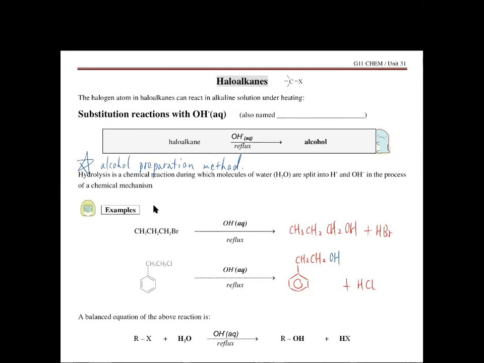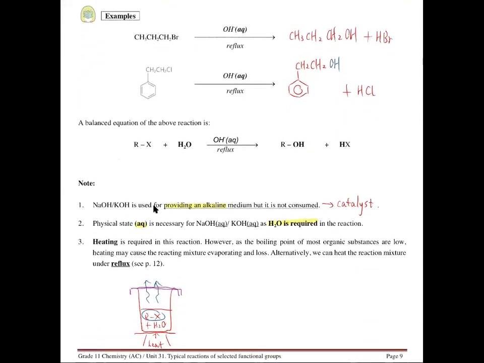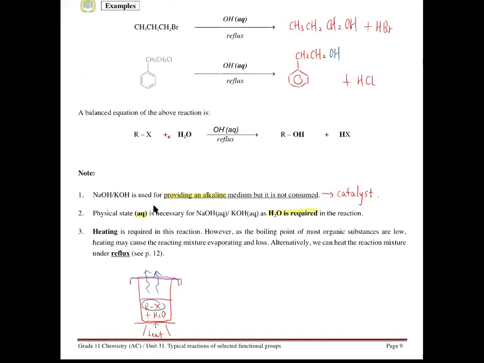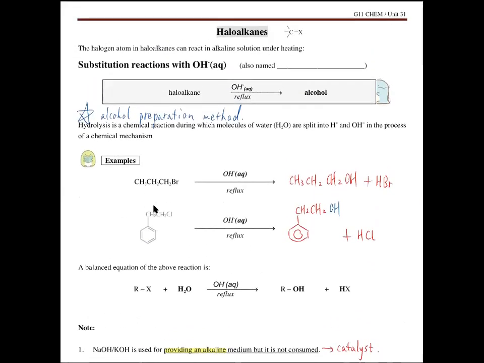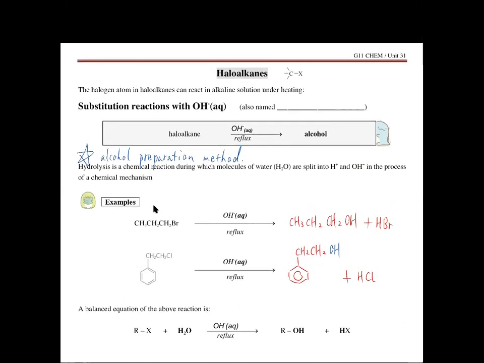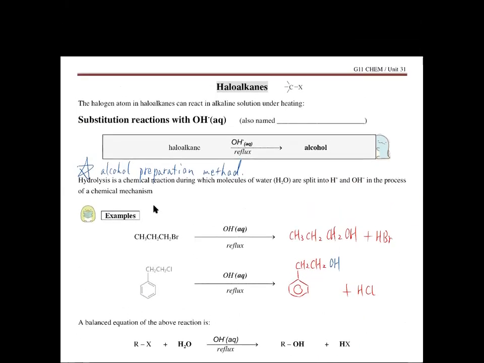As you can see, in this reaction, water dissociates to form H plus and OH minus. Hence water is split into these 2 parts in the process. Then we call it hydrolysis. Hydro means water, and I think the ending part means separating it.